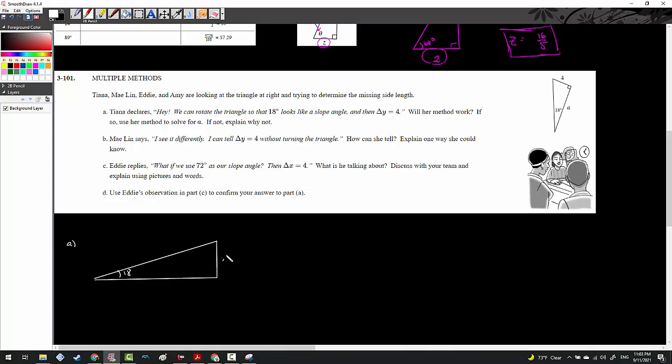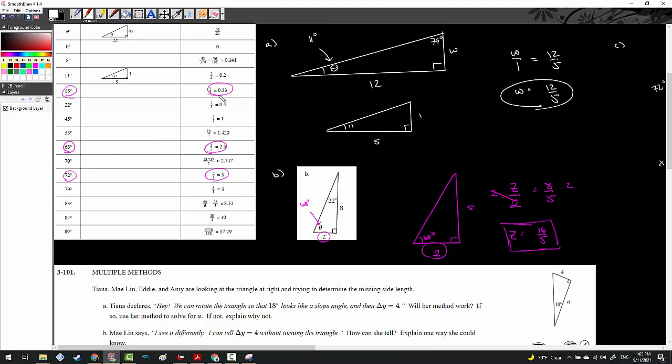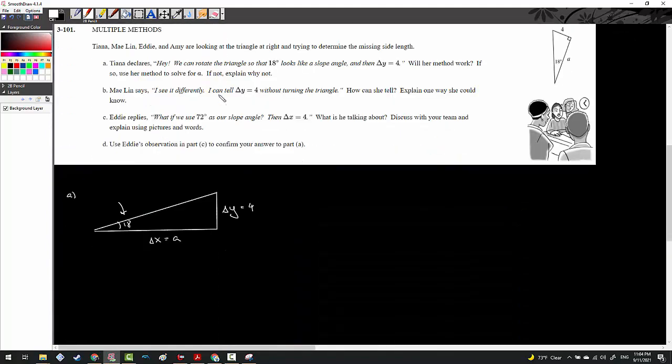And she says that makes delta y equal to 4, and then that makes delta x equal to A. And it says, will her method work? If we can, then go ahead. If not, explain why. So our slope angle is 18, so I'm going to go back to that resource page and look for the 18-degree angle right here. That means we have a slope of 1/3. Again, I will go ahead and draw that out real quick here, a slope of 1/3 with an 18-degree angle.